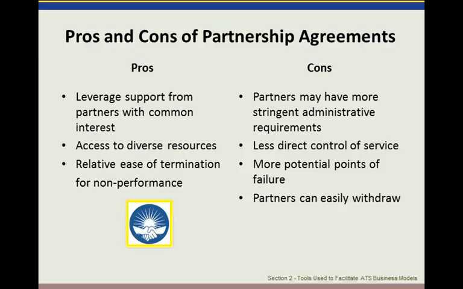So we've talked a little bit about the various types of partnership agreements. Obviously, one of the great benefits of having an available partner is that you can leverage support from them in terms of labor to maintain trails, to develop and prioritize projects. The good thing about the partnership agreements is that they're relatively easy to terminate if there's a need to, due to non-performance or that type of thing.